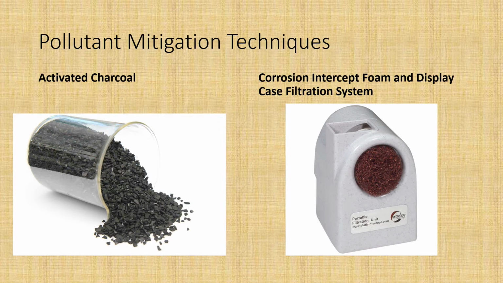And more specifically, to prevent metals from corroding inside a showcase, we have begun using corrosion intercept foam and the associated display case filtration system. It's a battery-operated device that uses a fan to push air over a small disc of corrosion intercept foam that you see attached to the device here. The foam functions as a kind of sacrificial purification system, not unlike silver cloth. Instead of a pollutant causing an art object to corrode, the pollutant causes metals in the foam to corrode. The battery and the foam should last about 3 months of continuous operation.